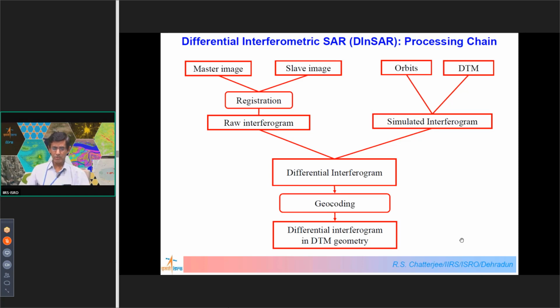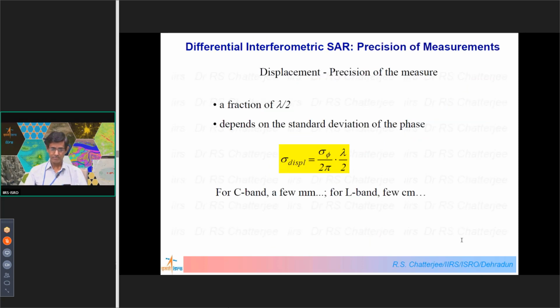So this differential interferogram means phase difference due to displacement of the surface. And after we geocode it, we'll get a geocoded differential interferogram that will show you the displacement over the land surface, okay, due to the earthquake. So the differential interferogram, if it is geocoded, will show on the DTM geometry. So you can compare and see what displacement has happened and how much displacement has happened.